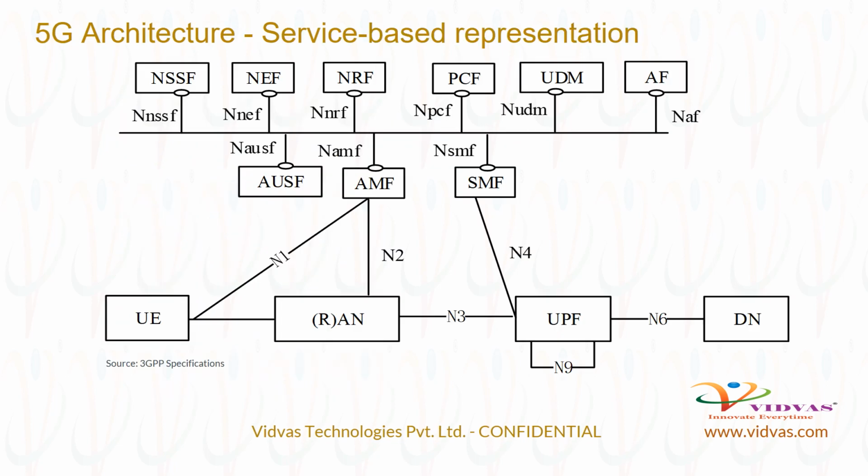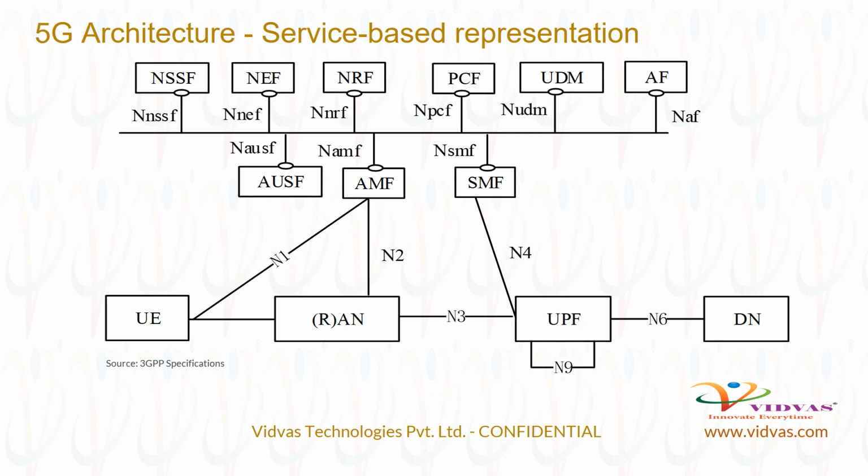Let us go over service-based representation of 5G Core. In this slide, we would briefly discuss important network elements of 5G Core, along with architecture. 5G Core architecture has changed dramatically, for all good reasons. Network slice plays a vital role in 5G. Based on the type of service the UE requests, a network slice is assigned to the UE. If you would like to know more about network slice, please go over the Vidvas Learning video tutorial.